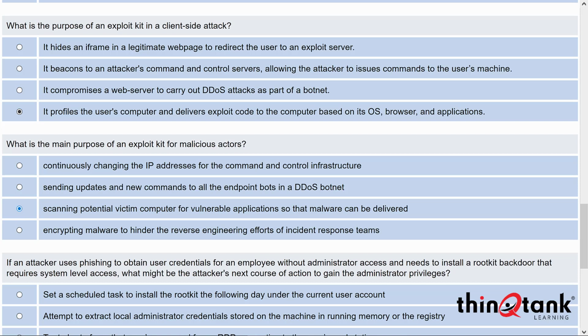It is intended to be able to identify what those vulnerabilities are, and then based on those vulnerabilities, we're able to install the malware or the payload or whatever it might be.